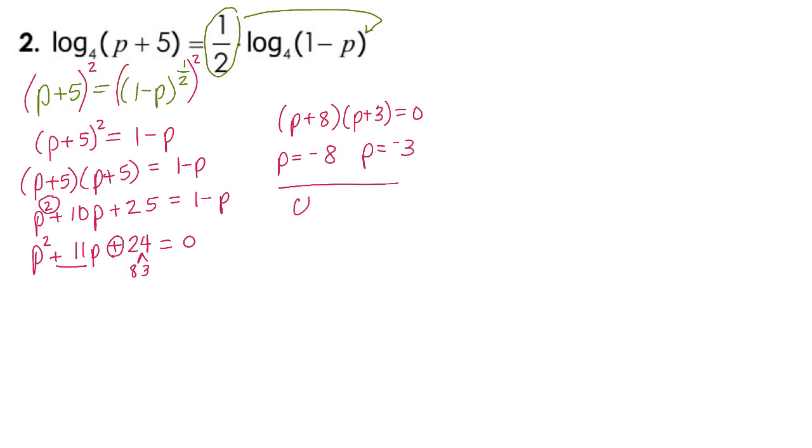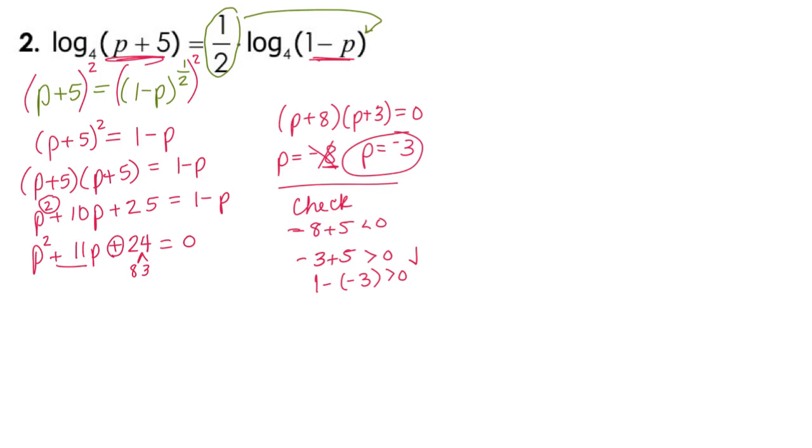Now we do need to check these solutions to make sure that our argument here does stay positive. And unfortunately, if we plug in negative 8, we're going to have negative 8 plus 5, which is less than 0. So negative 8 will be tossed out. However, if we plug in negative 3 plus 5, that is greater than 0. And so let's go on over to the other side. 1 minus negative 3, that is also greater than 0. So we see that p equals negative 3 should be the correct answer.